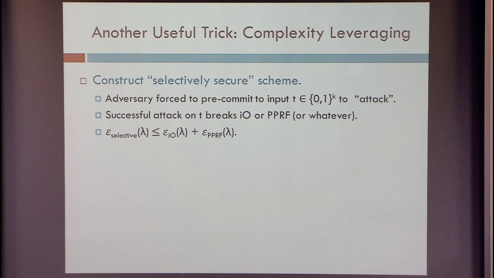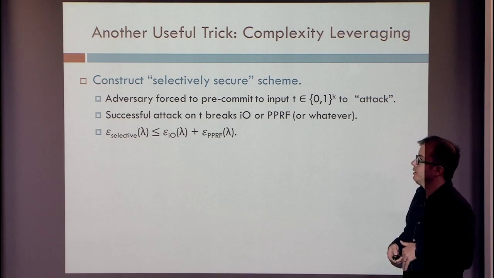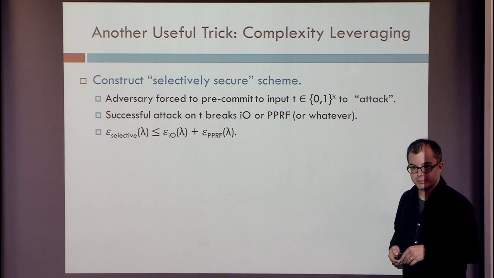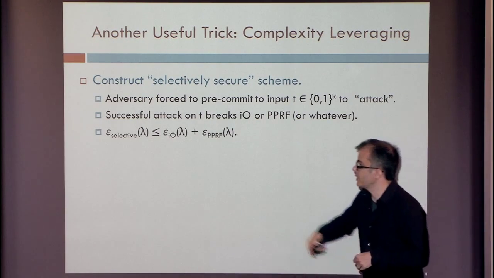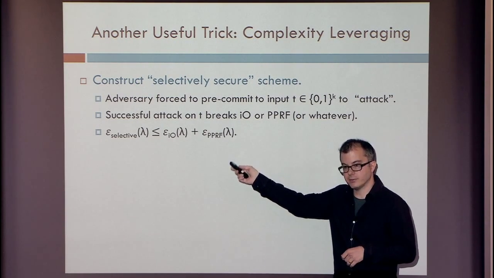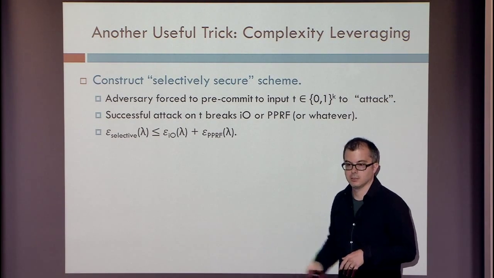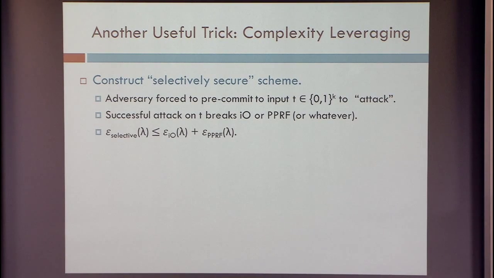So that was punctured PRFs. Another technique I want to talk about is complexity leveraging. This is often used in proofs. The strategy is that typically you start off with a scheme for which you can prove selective security. So you try to guess which input the adversary will in some sense attack. And if you happen to be correct, then you'll be able to prove that you can use the adversary to break IO or the punctured PRF security. In other words, the adversary's advantage in the selective game is less than its advantage in the IO plus punctured PRF games.